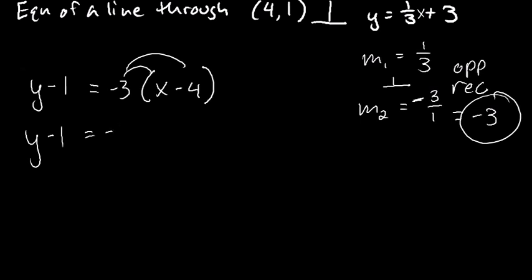y minus 1 equals negative 3x plus 12, because a negative times a negative is a positive. And then I need to add 1.